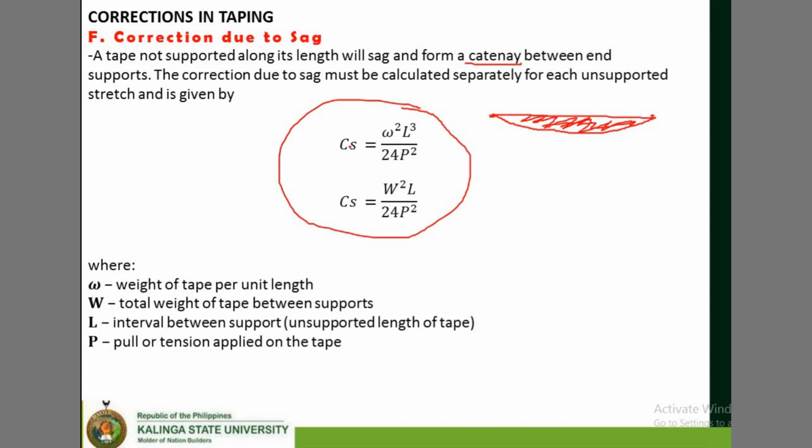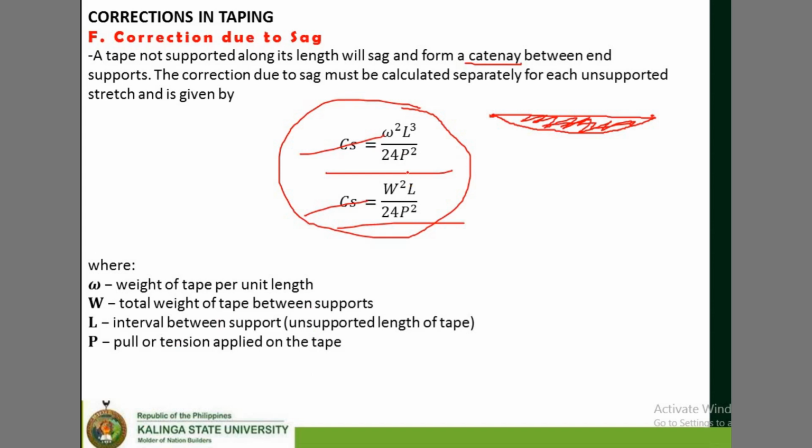So, for the correction due to sag, CS is equal to these two equations. So, either ito or ito ang gagamitin natin, the same ang makukuha nating sagot. Wherein omega, that is the weight of tape per unit length. L is the interval between support or the unsupported length of the tape. P is the pull or tension applied on the tape.